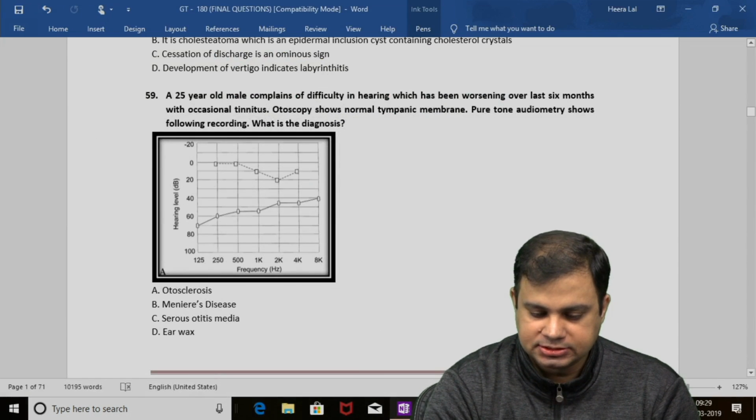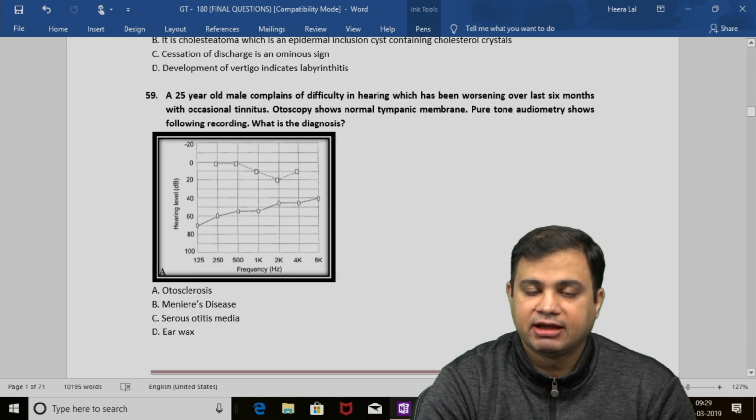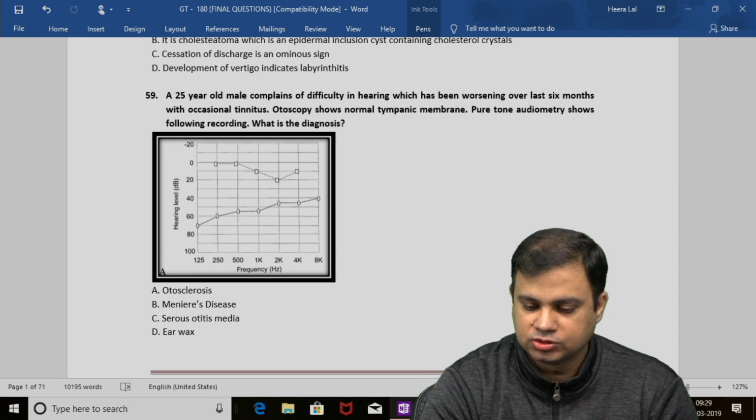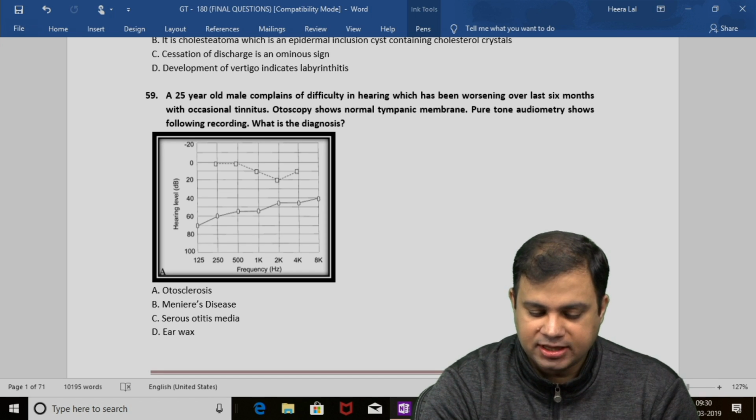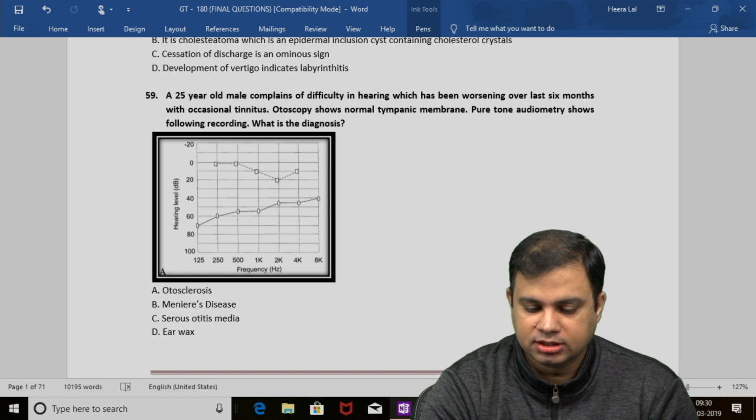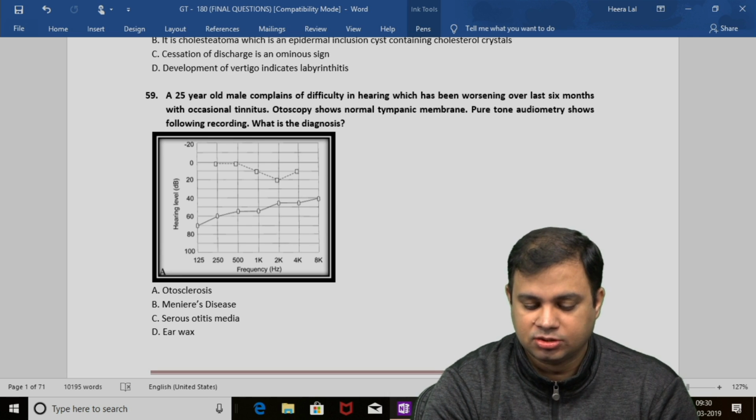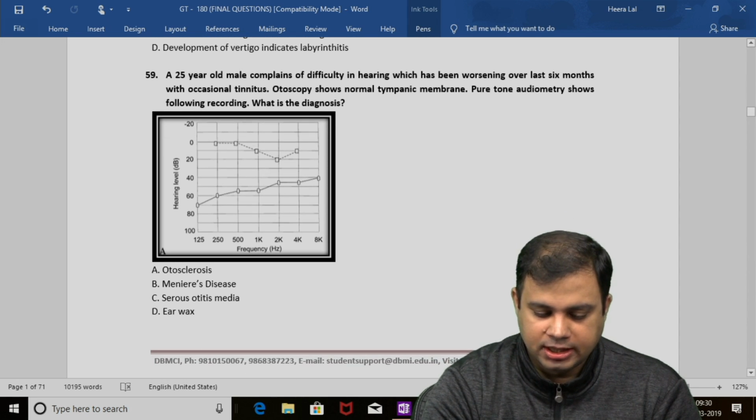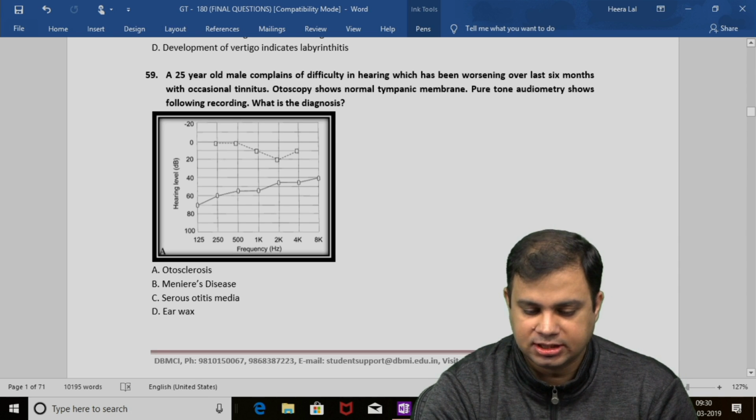Coming to the other options, there is Meniere's disease. In Meniere's disease, we will have a vertigo component also, so that is ruled out. There will be no Carhart notch in Meniere's disease. Whereas in serous otitis media also there will be worsening in the hearing, but there will be no Carhart notch. And option number D is also ruled out because with earwax we will not have such kind of a hearing loss.